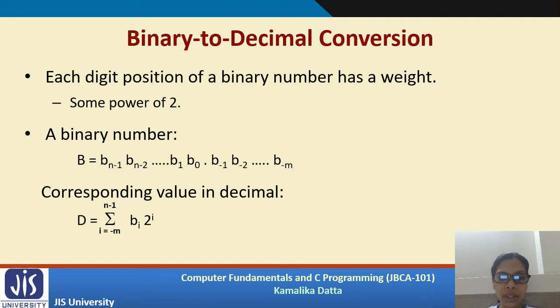What we are doing here, we are starting from i, which is minus m, to n minus 1. If your total n is 5, it will be n minus 1, so it will be 4. What we have to do is multiply this particular digit, which is bi, by 2 to the power i. Here i is minus m, so you multiply bi by 2 to the power of the negative value, whatever is there, until minus 1.